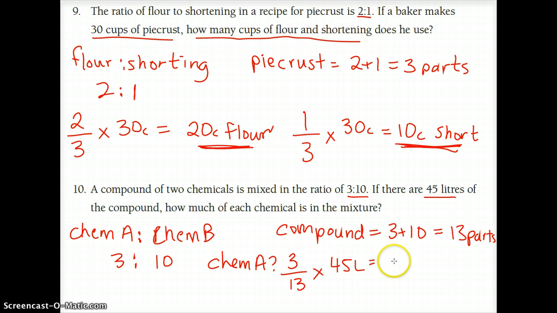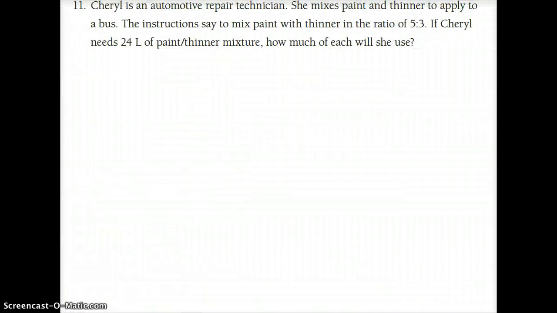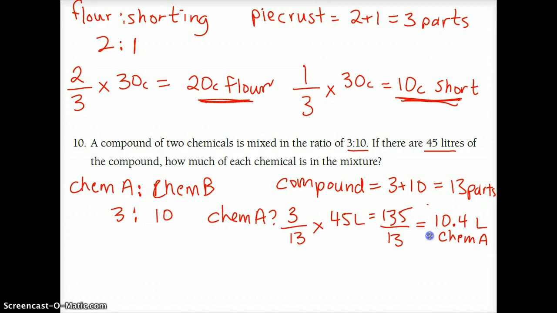So 3 times 45 is 135 divided by 13. And that's 10.38, and we're going to round it to 10.4 liters. So that's 10.4 liters of chemical A. So that's how much of chemical A we're going to need.